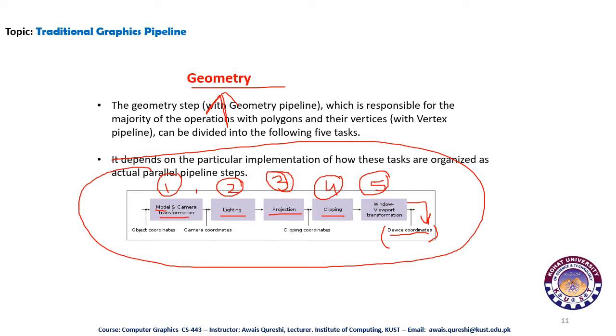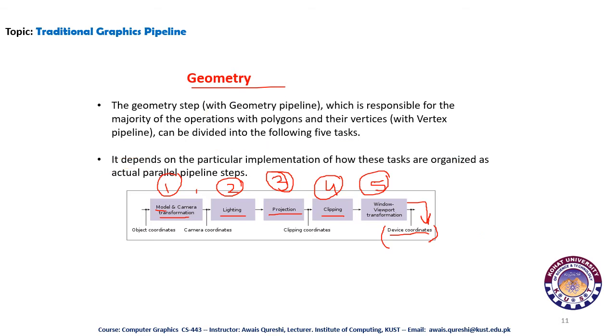The geometry step with geometry pipeline, let me erase this so that we can visualize it more properly. The geometry step with geometry pipeline, which is responsible for the majority of the operations with polygons and their vertices with vertex pipeline, can be divided into the following 5 tasks. And it depends on the particular implementation of how these tasks are organized as actual parallel pipeline steps. So these steps are performing in a parallel fashion as well.